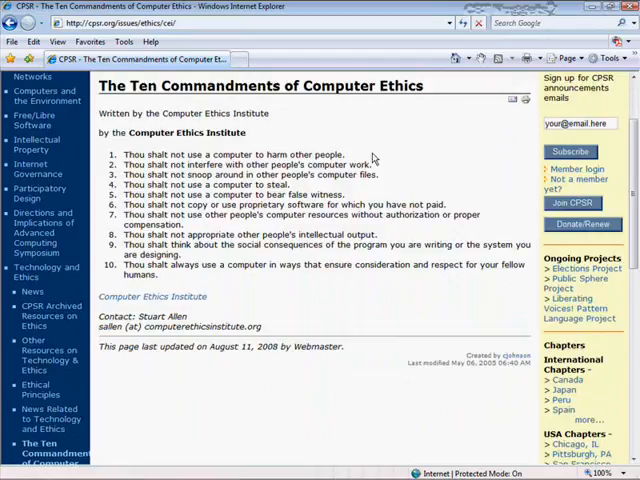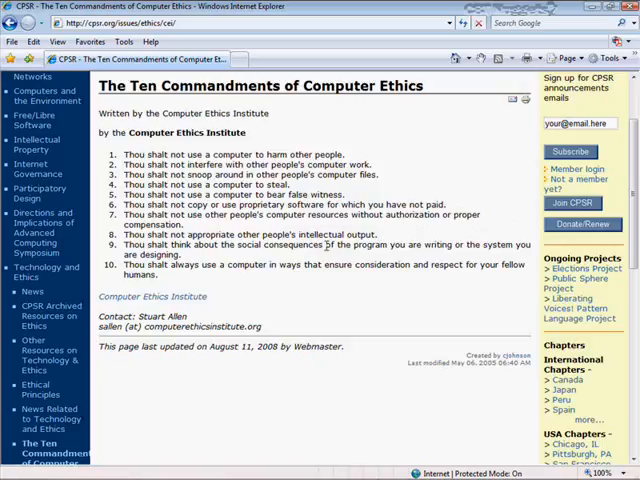Thou shalt not use a computer to harm other people, interfere with people's work, snoop around in people's files, steal, or bear false witness. In other words, don't use a corporate computer to go up on MySpace or Facebook and slander somebody. Do not copy or use proprietary software. Don't use others' resources without authorization or compensation. Don't appropriate intellectual property or intellectual output.